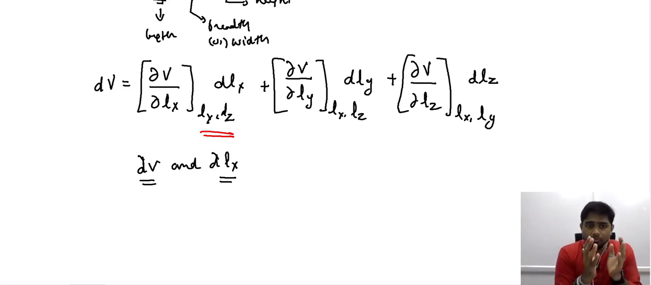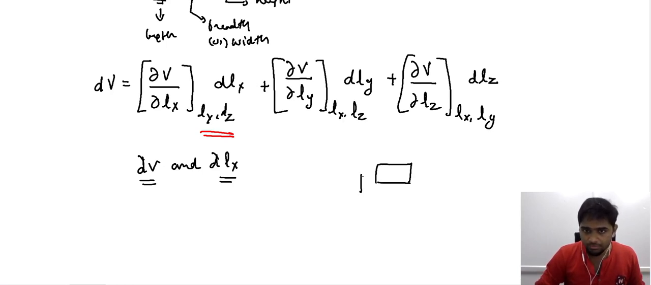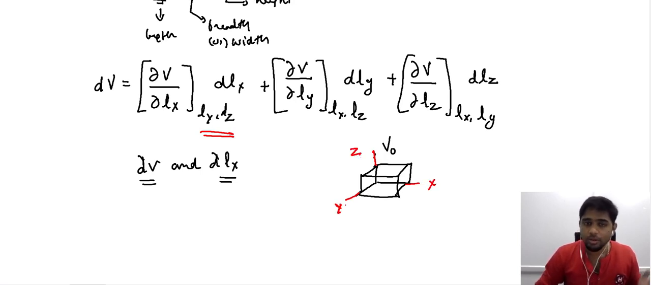So when you consider a volume of the substance and a dimension along a particular direction, let us assume, for instance, a simple cube such as this, and let us assume the original volume of the cube is V naught. And we have already introduced our coordinate system, so this is x, y and z. Now what we are trying to do is increase the dimension along the x-axis. So Lx we are trying to increase.